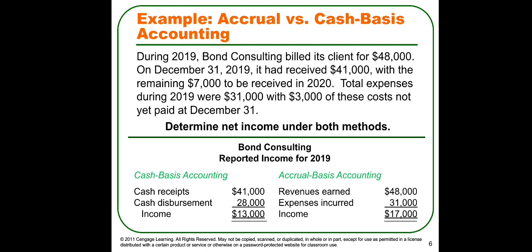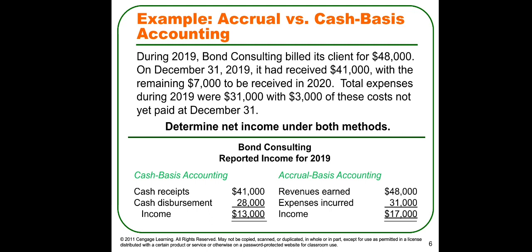Okay. So you can see the difference. Under cash basis accounting, the profit is 13,000. Under accrual basis accounting, the profit is 17,000. So you have to know how to calculate profit using cash basis accounting and accrual basis accounting.